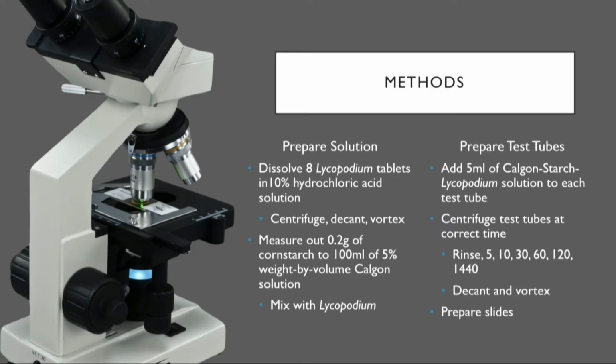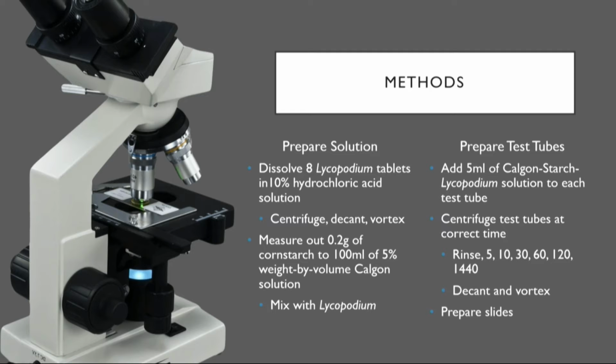We continued by measuring out 0.2 grams of common cornstarch with 100 milliliters of a 5% weight by volume Calgon solution. We then mixed the lycopodium with the starch Calgon solution and added 5 milliliters of the mixture to 7 separate test tubes, signaling the beginning of the timed soaking periods. The tubes were then centrifuged at their respective timestamps. In this case, the rinse, 5-minute, 10-minute, 30-minute, 1 hour, 2 hour, and 24 hour, and then decanted and vortexed.